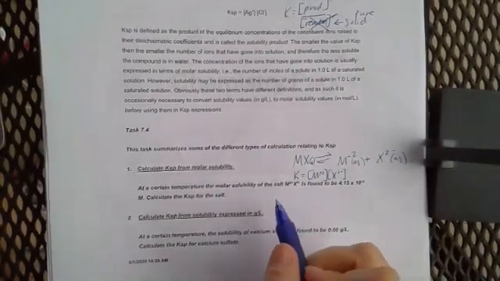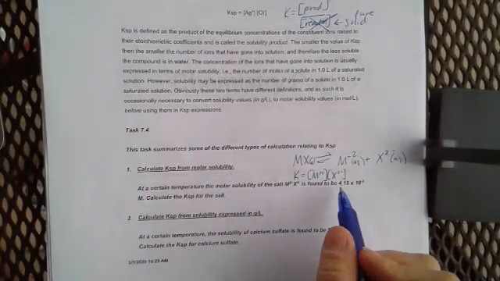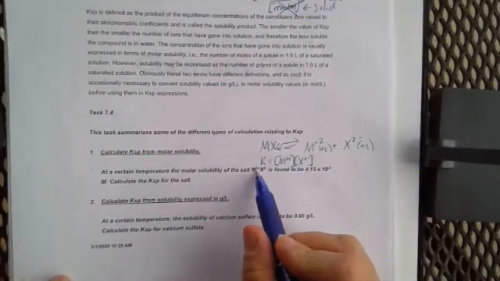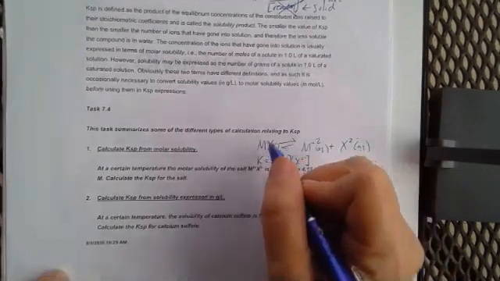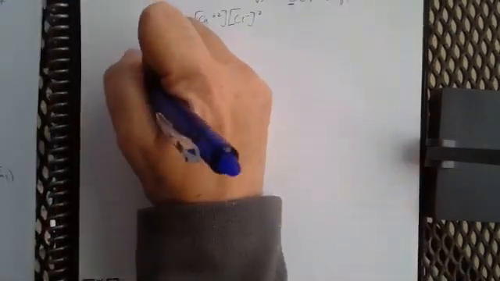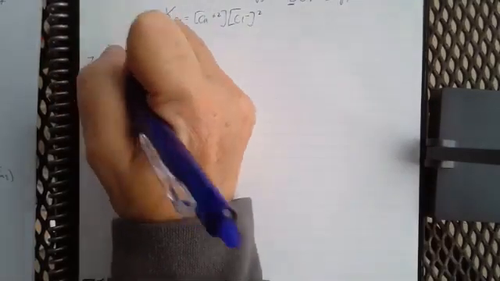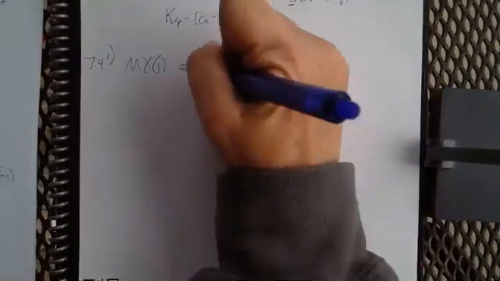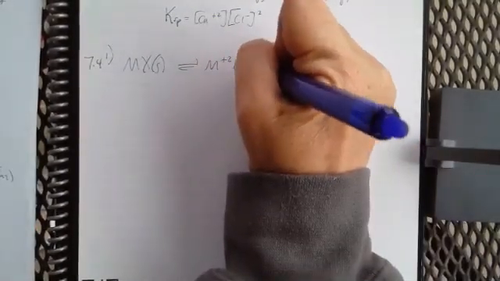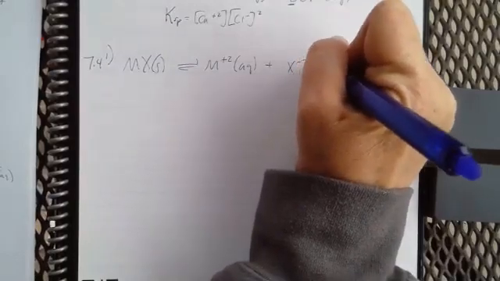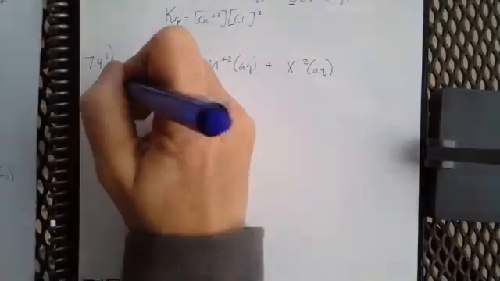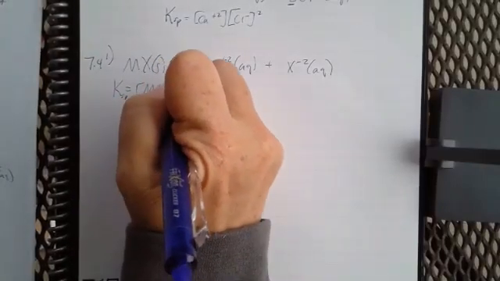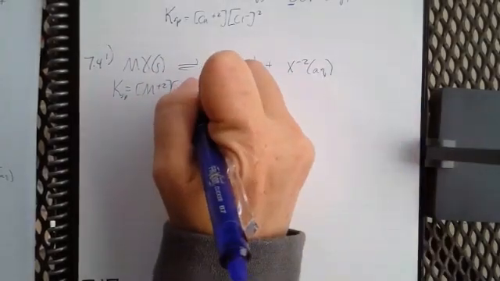Okay, so calculate, that's a little out of focus, but you got a copy of it. Calculate KSP from the molar solubility. And so they tell us the molar solubility of M plus 2, X minus 2. So that's MX. This is 7.4, number 1. MX solid would break apart into M plus 2 and X minus 2. And the KSP for that would be just my 2 ions, concentration.